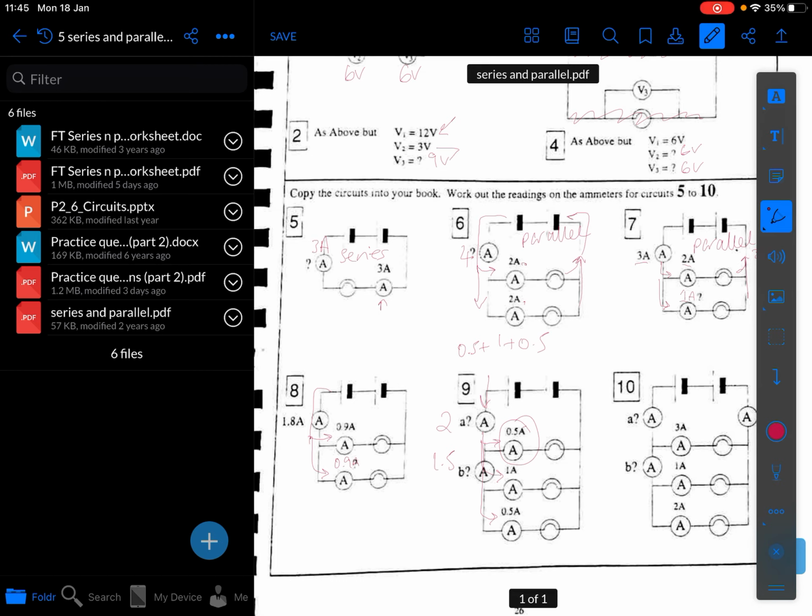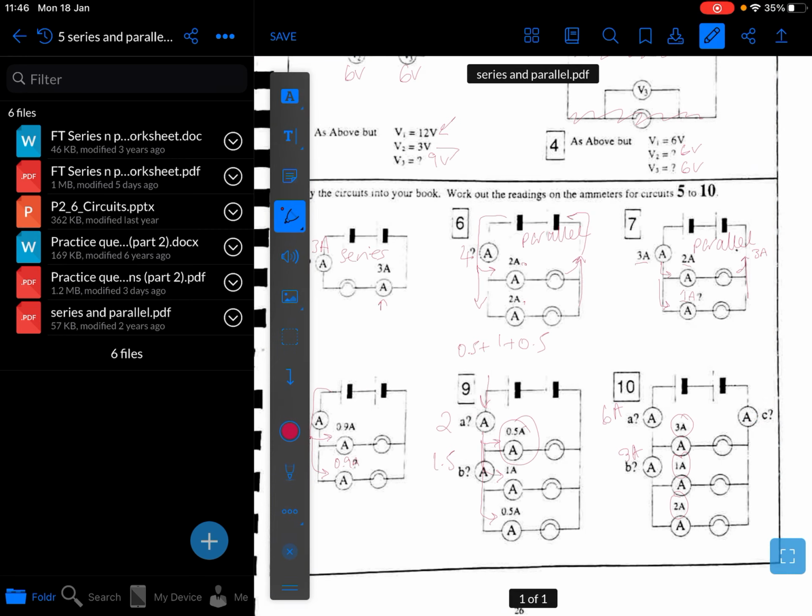Okay, number 10, same idea as number 9. Again, it's parallel, we know this. You have 3 amps, 1 amp and 2 amps. So coming from the cell must be 6. That's them, all of them added together. B, where you've taken 3 amps away from it, will be 3 amps again. And over here at C, where they all join up again, it will all be back to 6 amps.